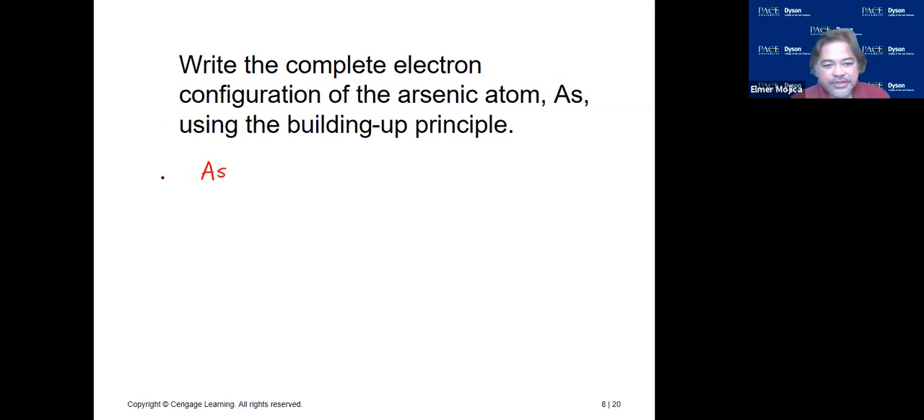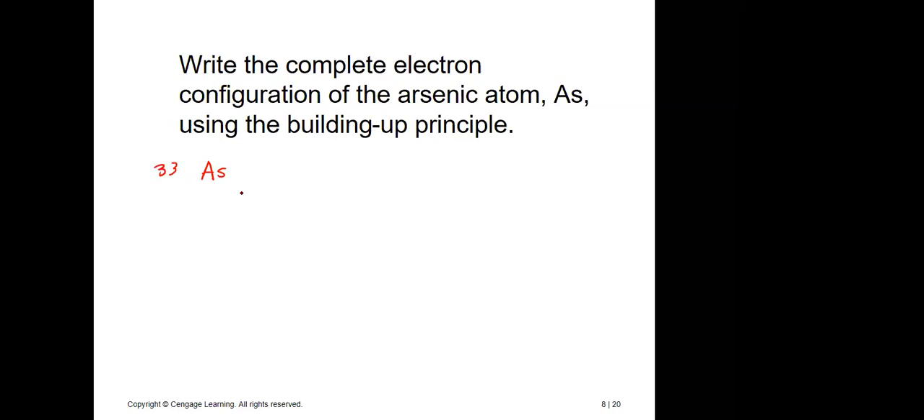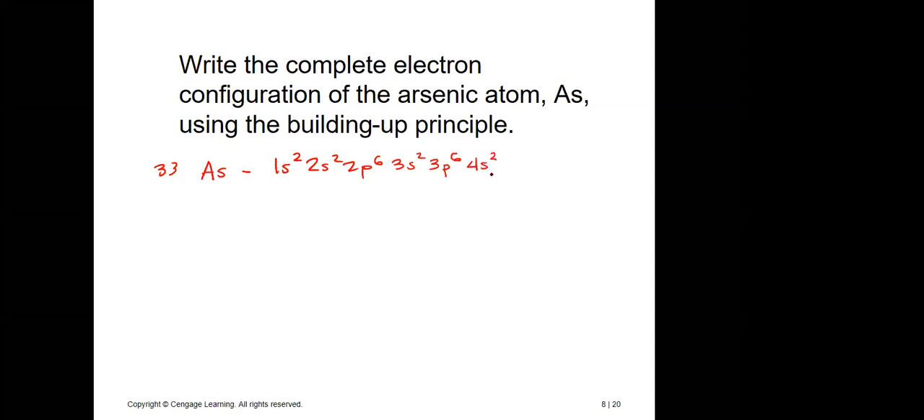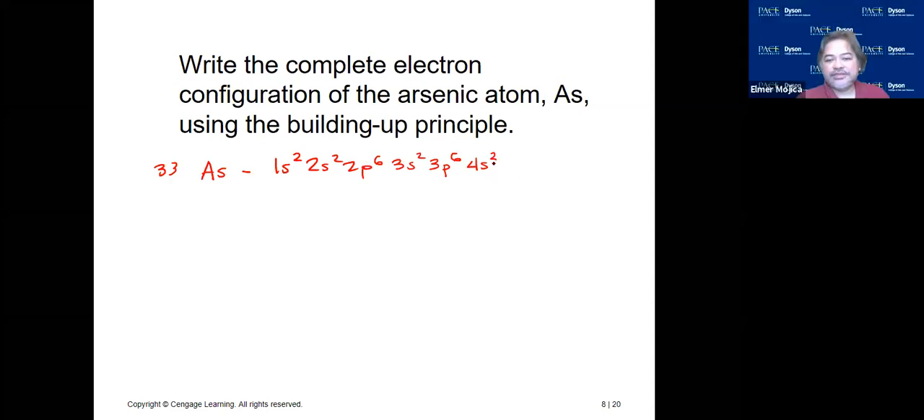So if we have the periodic table, what's the atomic number of arsenic? 33. So all we need to do is build up until we reach 33. So 1s2, 2s2, 2p6, 3s2, 3p6, 4s2. So we have how many already here? 20, 3d10. So you have here already 30.